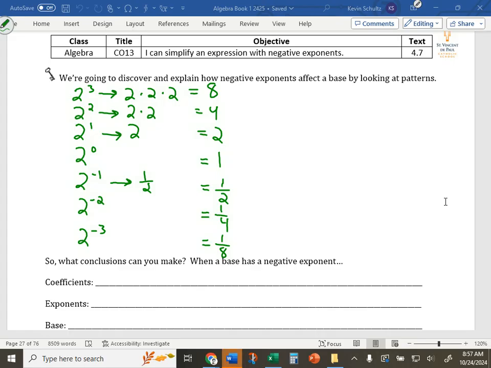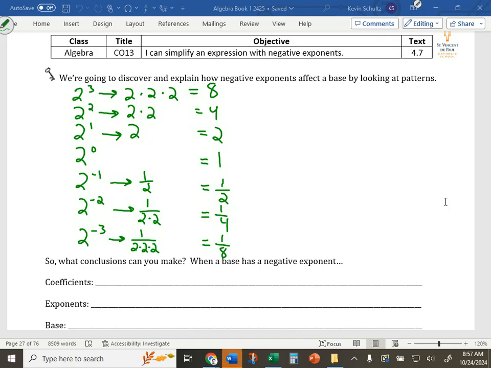Okay? 2 to the negative second in expanded form is 1 over 2 times 2, which is kind of the same as 2 squared, 2 times 2, but instead of the numerator, it's in the denominator, and that's where you get the 1/4 from. 2 to the negative third, instead of 2 times 2 times 2, it's going to be 1 over 2 times 2 times 2. Mind blowing.